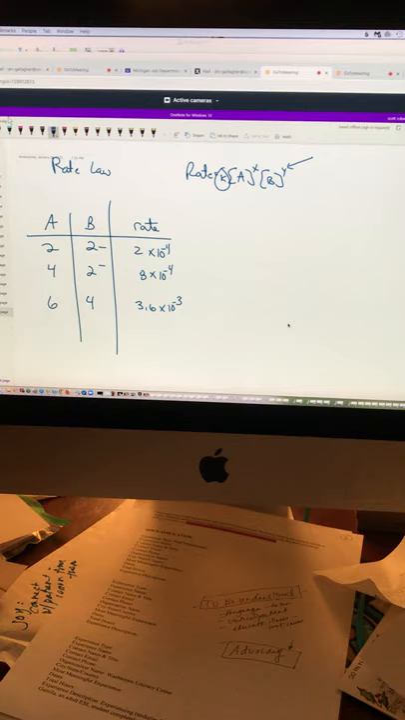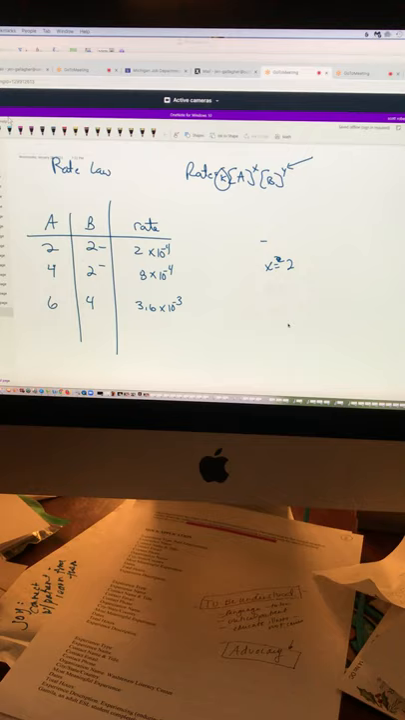Is there a point to this? Yeah, there's a point to this. What you're really doing here, I need you to do this fast and be like, okay, if I double A, this goes up by 4, so 2 to the X is 4. X is 2. You understand? So what did I do? I doubled A, the rate went up by 4, 2 to the X is 4. Good. I need you to understand what you're doing.